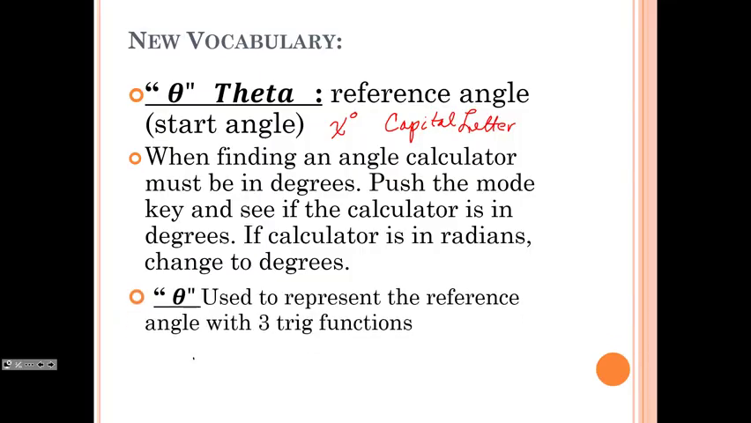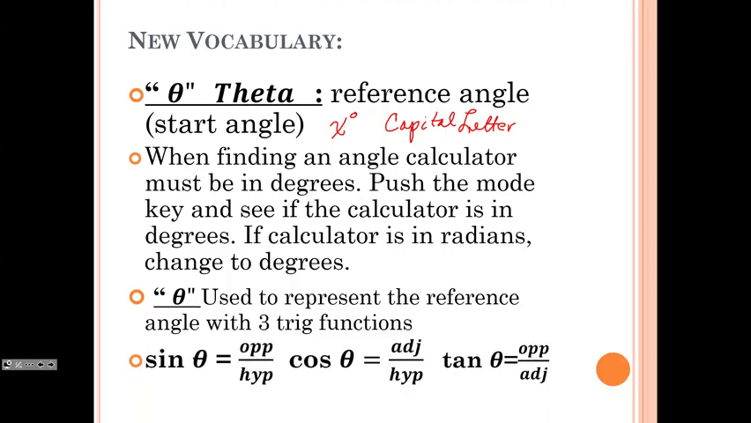Theta is used to represent a reference angle in the three trig functions. Remember, sine equals opposite over hypotenuse, cosine is adjacent over hypotenuse, tangent is opposite over adjacent.